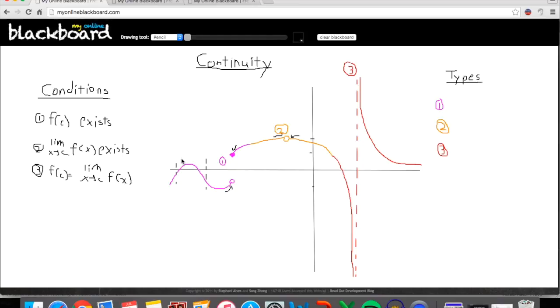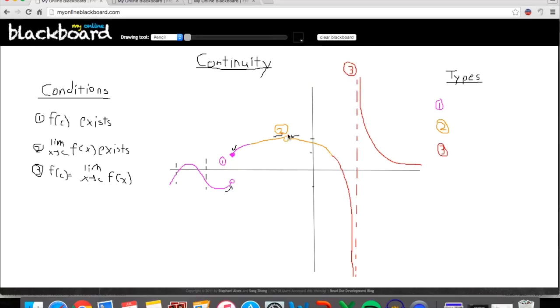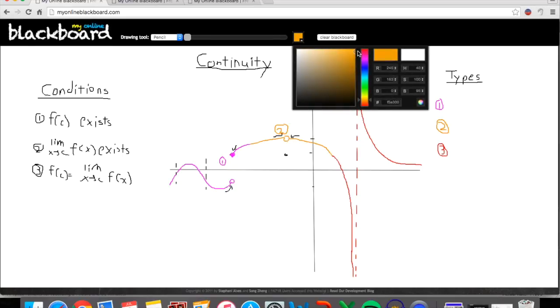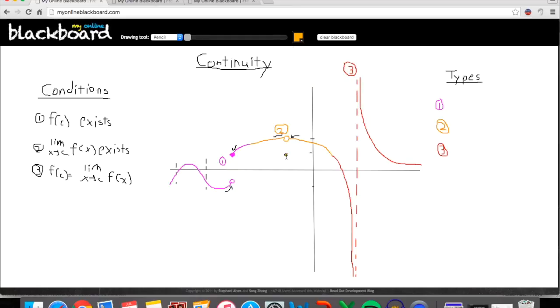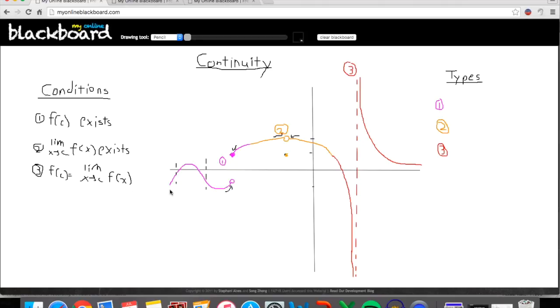So, let's take an example where you look at case number 2, and let's say we just give it a value over here. Hold on, it should be orange. Let's give it a value over here. Now the first two conditions are met. F of c exists, and the limit as x approaches c exists. Both of those conditions are met, but number 3 is not being met, because the limit and f of c are both different values, one here, one here. So all three conditions are necessary for it to be a continuous function.